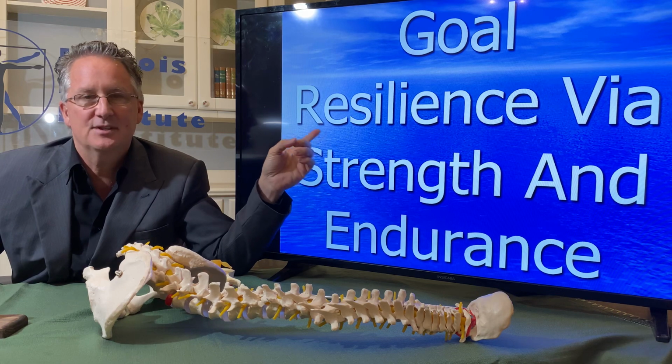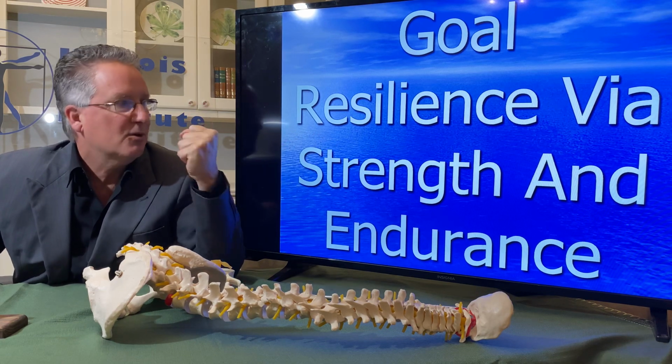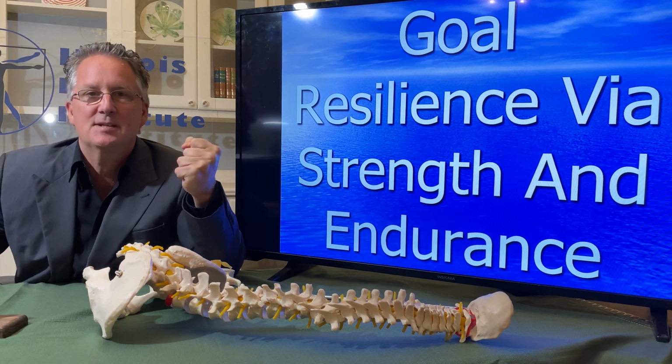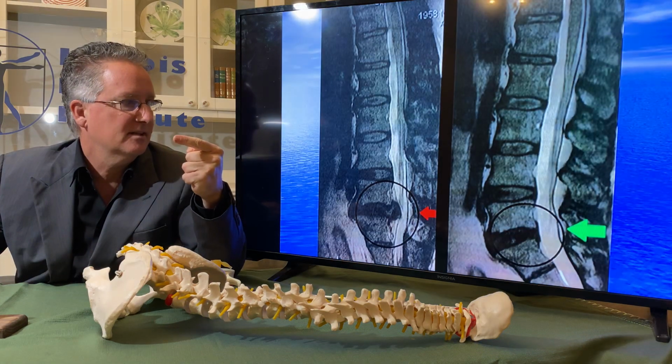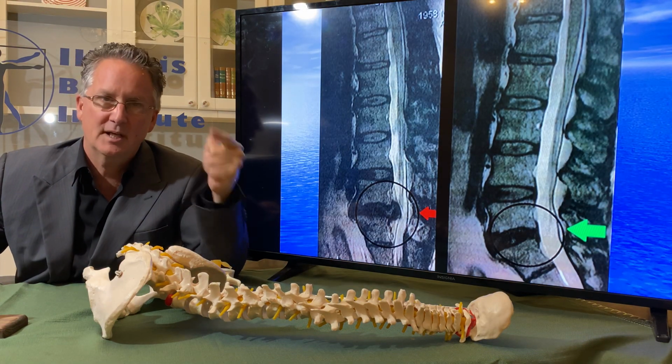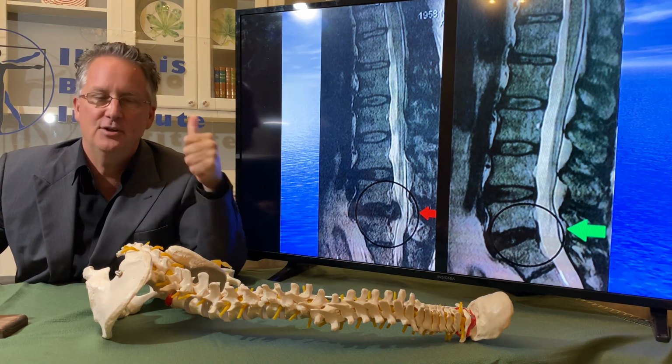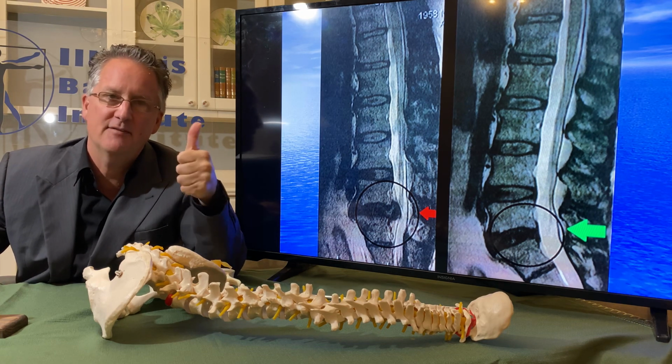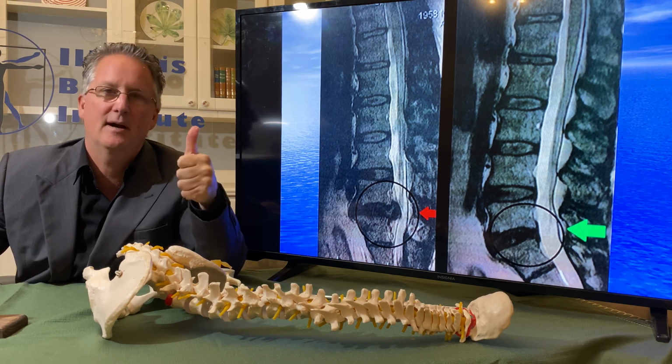The goal is resilience. You have to be stronger. You have to increase your capacity. That's what it is. That's the goal. You want to get better? This is what you have to do. This is why very often you'll develop a curvature of the spine.